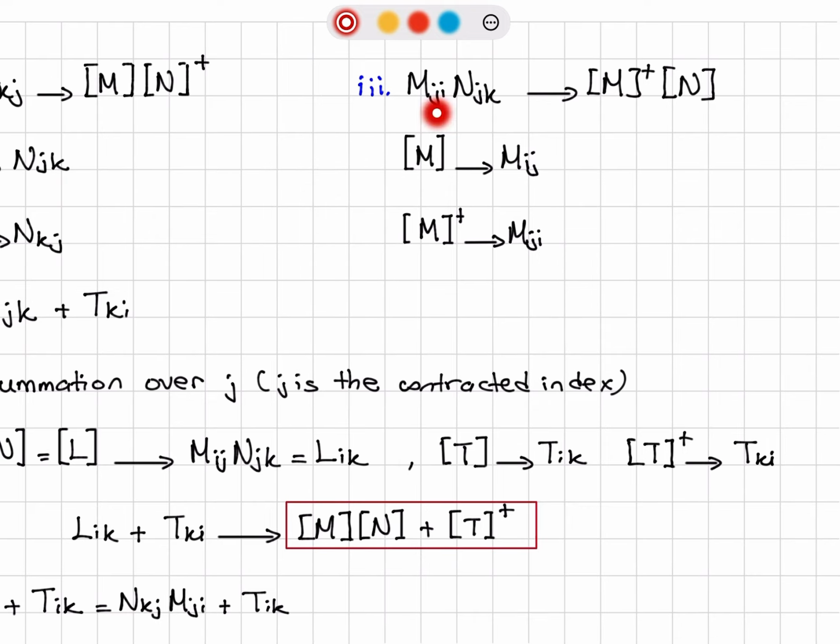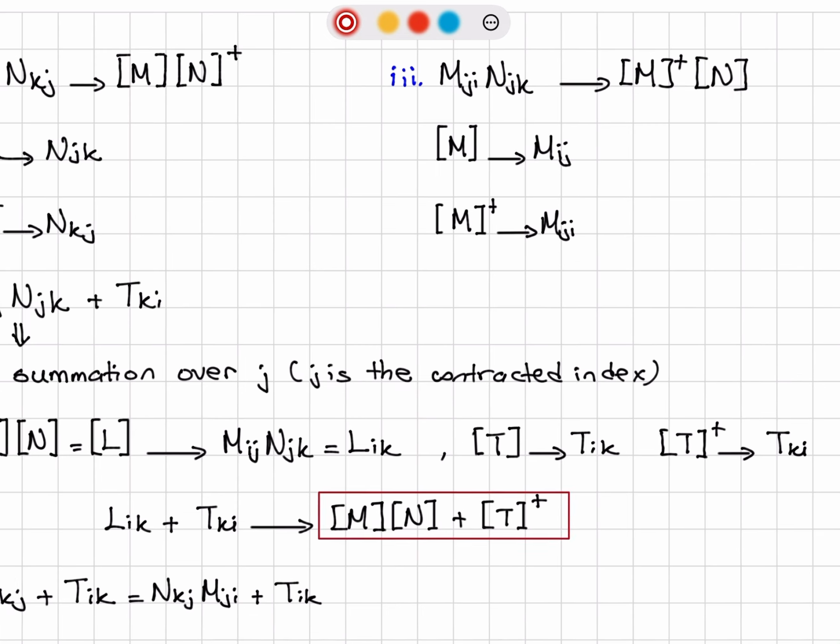Now what is Mji and Njk? Now J is in the first position. If the M matrix is Mij, its transpose is Mji. So this is the transpose of the matrix M multiplied with matrix N.